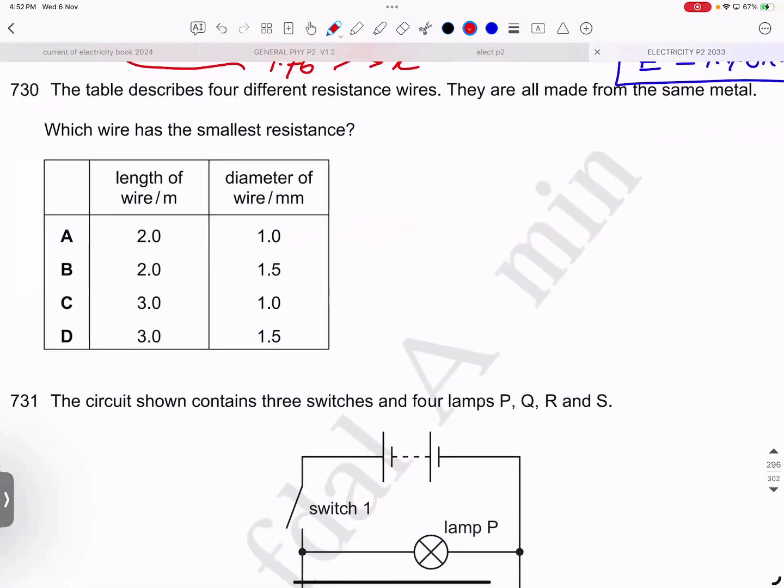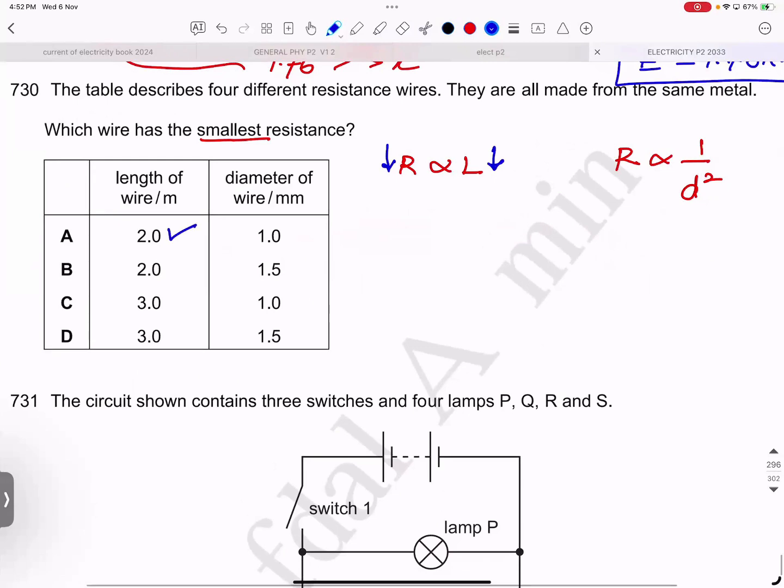The table describes 4 different resistance wires. They are all made from the same metal. Which wire has the smallest resistance? Resistance is directly proportional to length, and inversely proportional to the square of the diameter. Smallest resistance means less length.